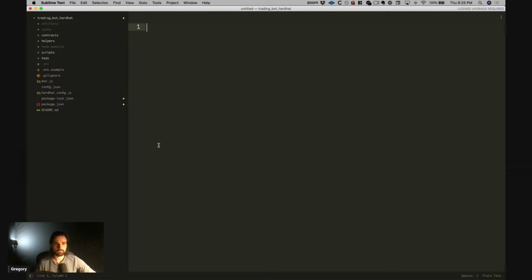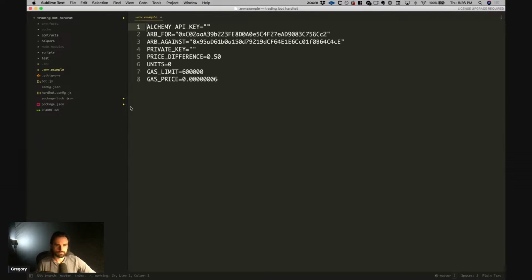So the first thing that we're going to do is fill out our .env file. If you open this file here, .env.example, you're going to see this. This is a template that you need to use and fill in, all right? So the first step is you're going to create a new file here called .env. I've already done this. I'm not going to show you on screen because it's got sensitive information in it.